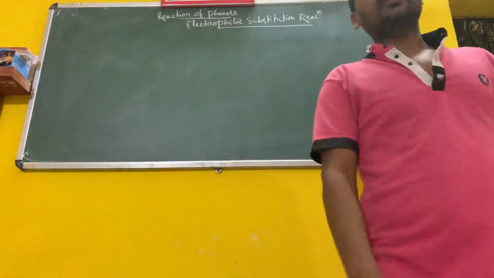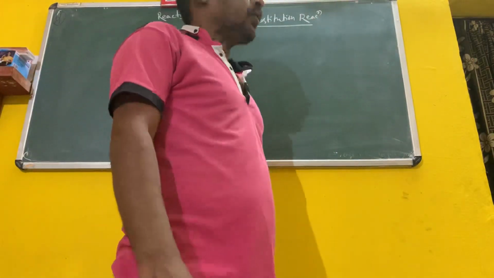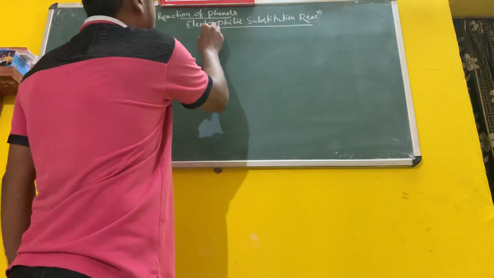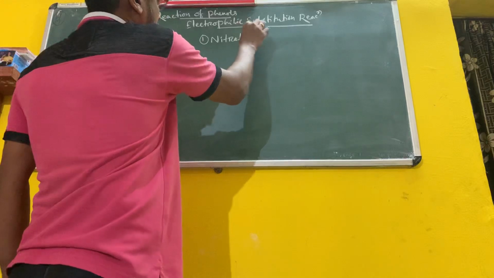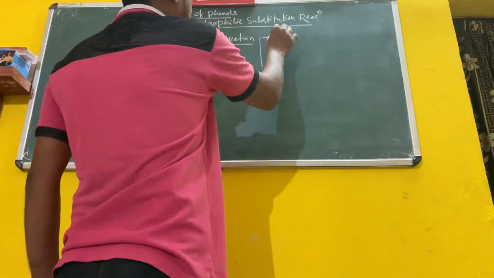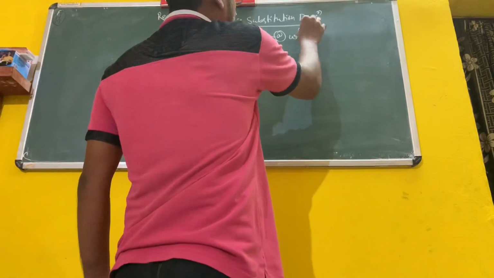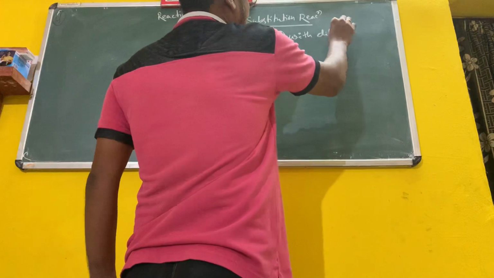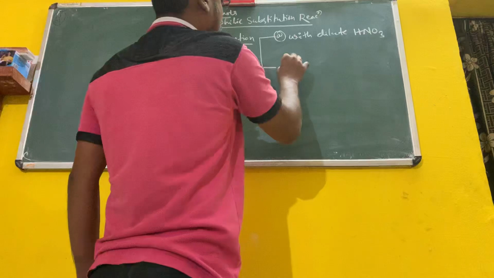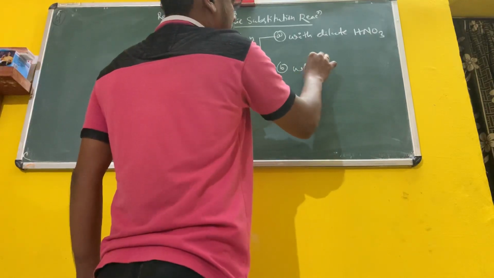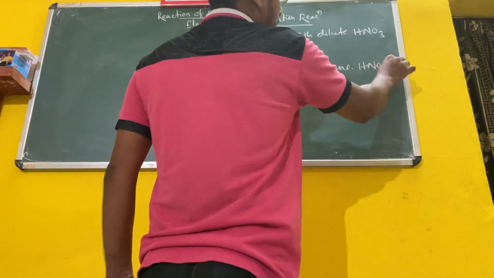Electrophilic substitution reactions in phenol: first we will discuss nitration, then halogenation. So first is nitration, which is again of two types. The first one is with dilute HNO3, and the second one is with concentrated HNO3, that is, concentrated nitric acid.